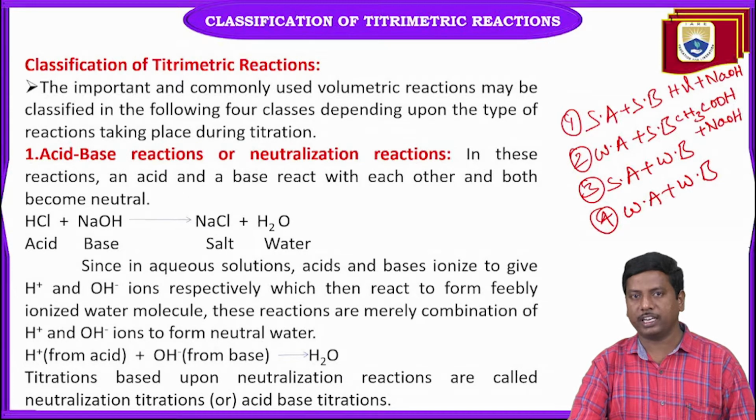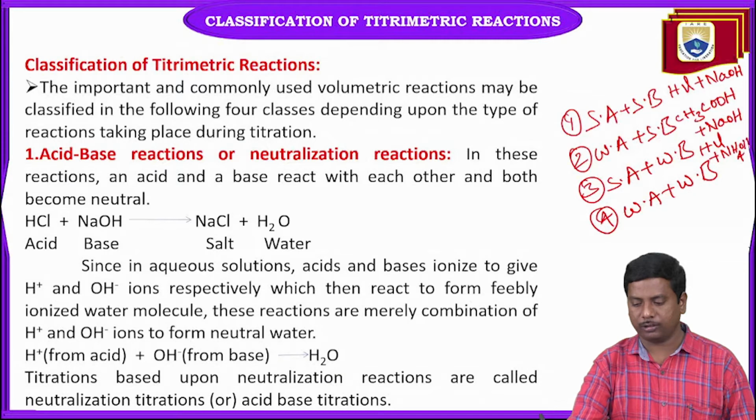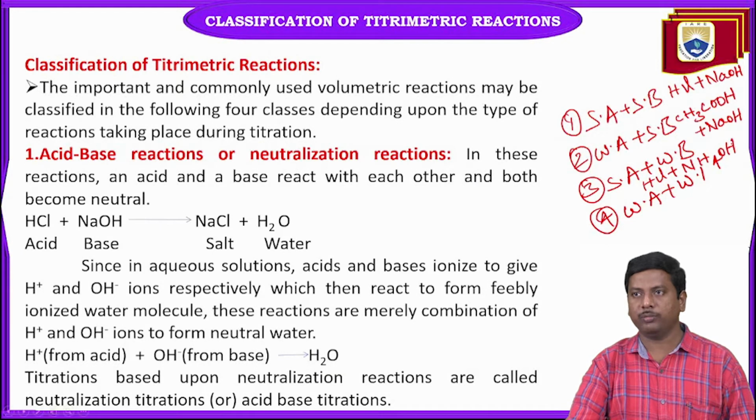Okay, that is the second category. And the third category is strong acid and weak base. That means strong acid, hydrochloric acid, plus weak base, ammonium hydroxide. So these are the examples for the previous three titrations.